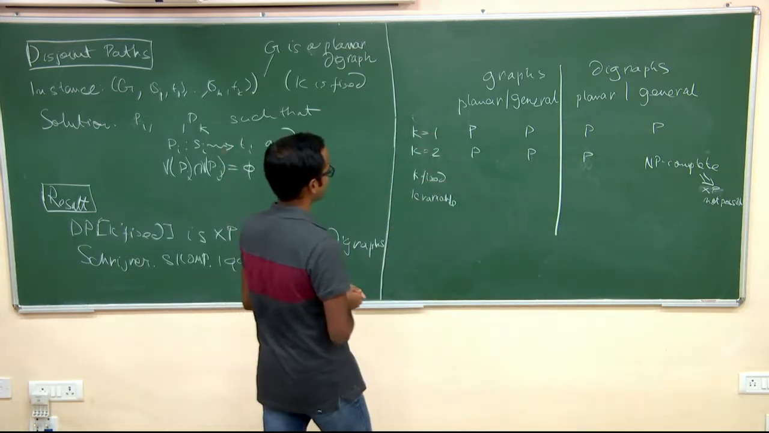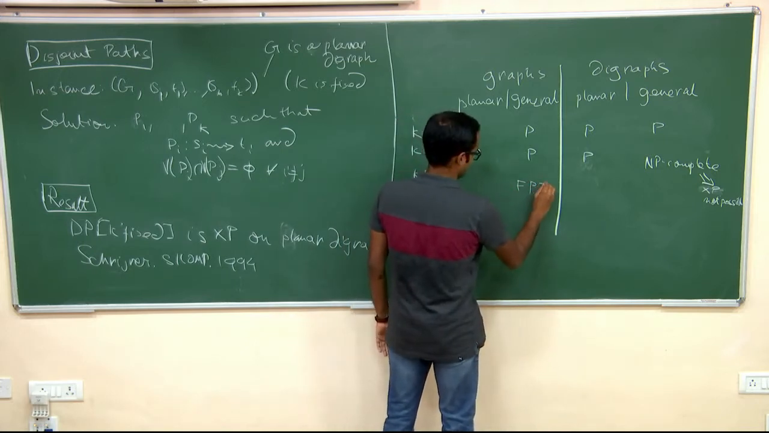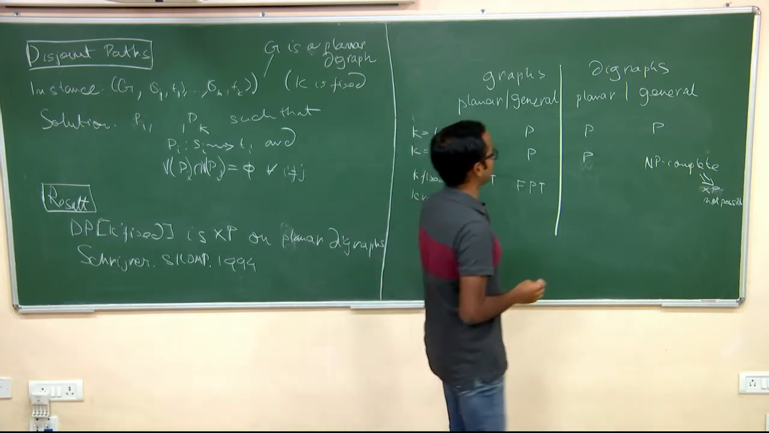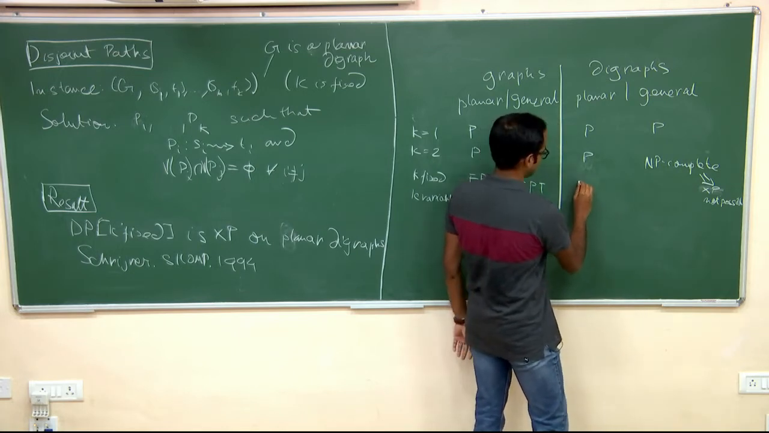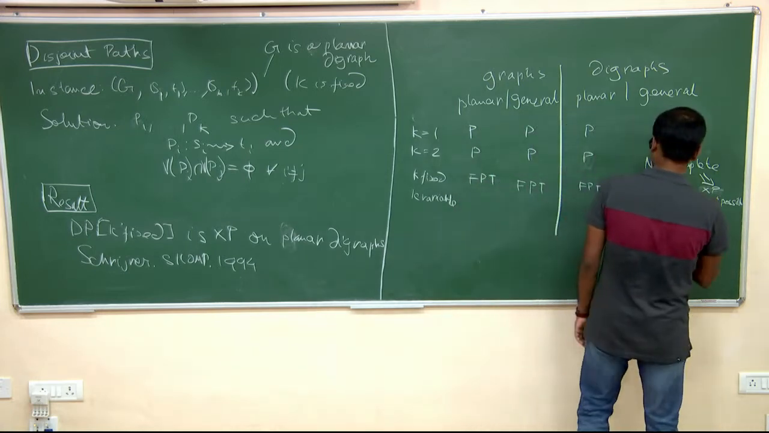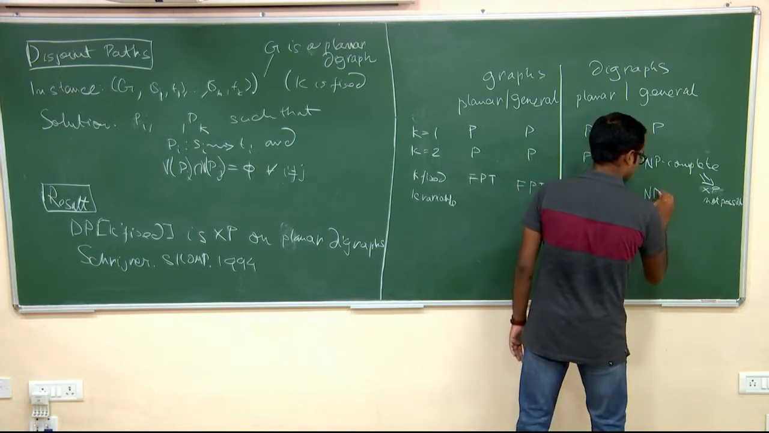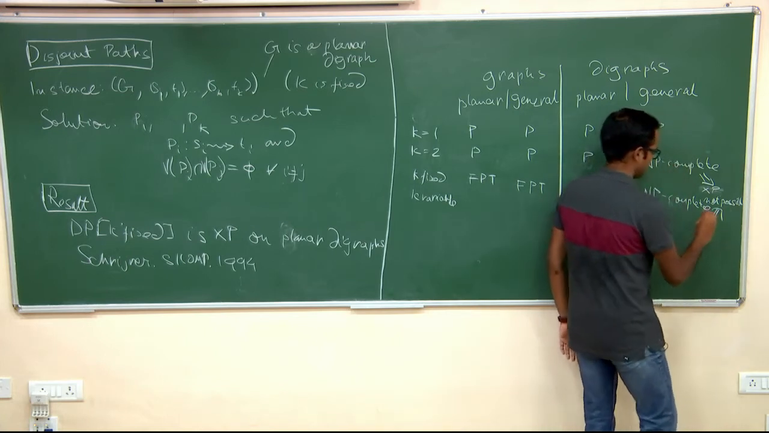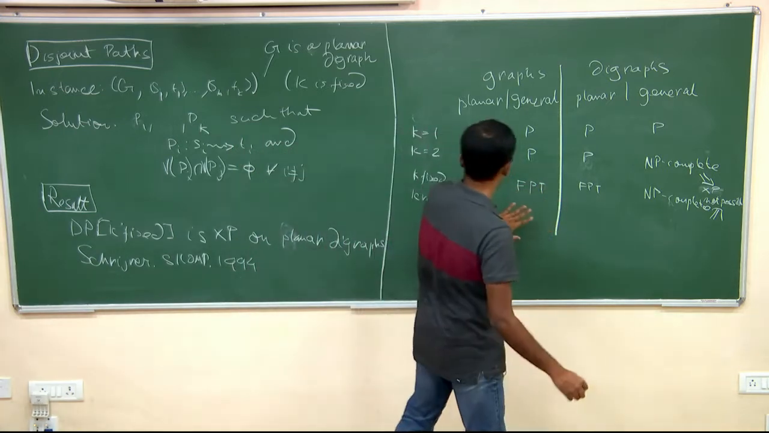For general graphs, it is FPT. So obviously, for planar graphs also, it will be FPT on k. For planar digraphs, this is FPT, in the number of pairs. And in general digraphs, this is NP complete, which means the same thing again.